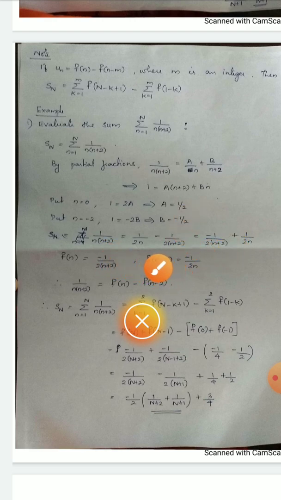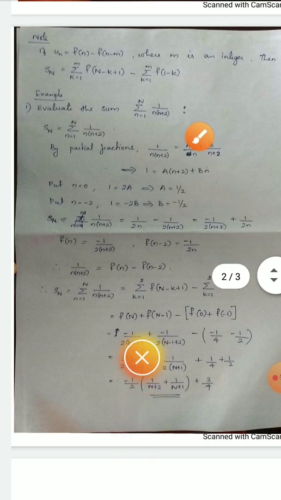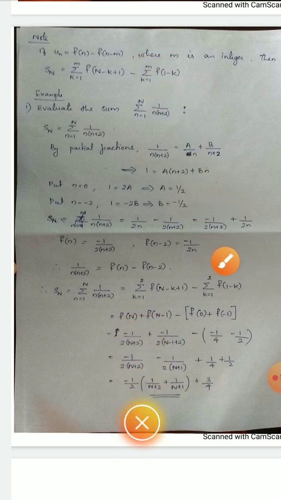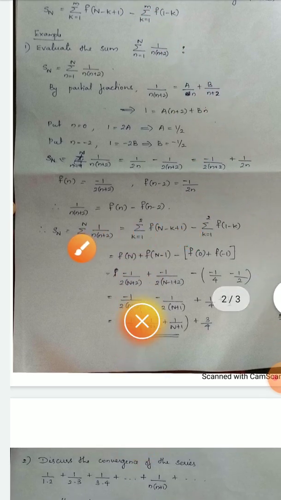Okay, then f of n minus 2 will be... you just find f of n minus 1. F of n minus 1 is not minus 1 by 2n. So next we find f of n minus 2, and we get f of n minus 2 as minus 1 by 2n. So here 1 by n into n plus 2 is f of n minus f of n minus 2. So it is of the form f of n minus f of n minus m. So we can use this formula here. So Sn is sigma n is equal to 1 to N, 1 by n into n plus 2.